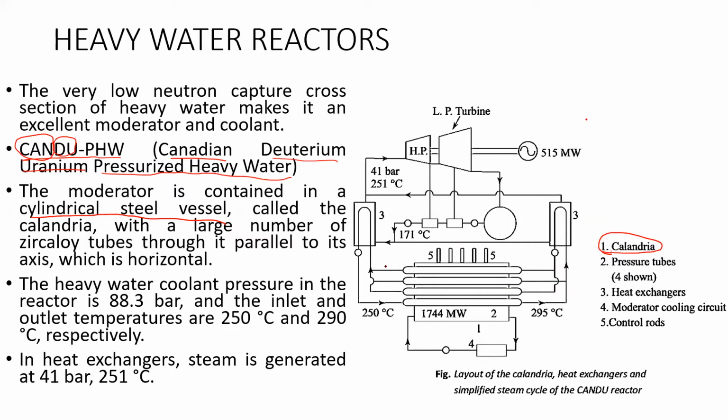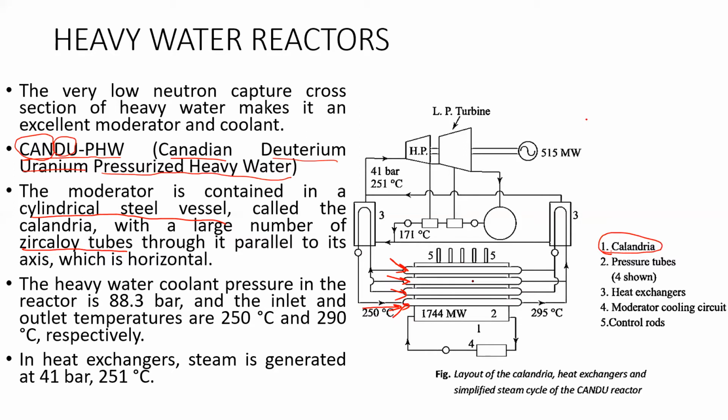And again, you can see that horizontal tubes are there. These horizontal tubes are made of zircaloy material, an alloy of zirconium, where the water inlet is given. Water is fed through these tubes, which come in contact with the heat produced by the reactor.